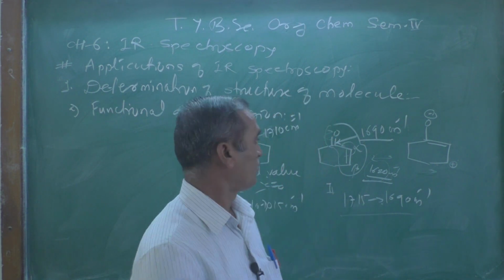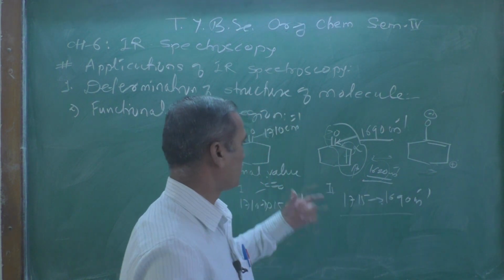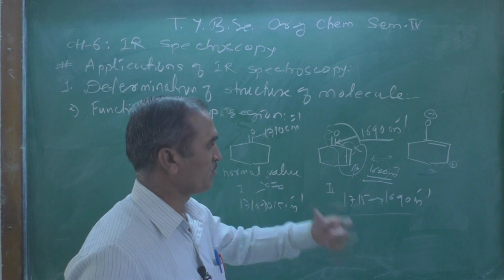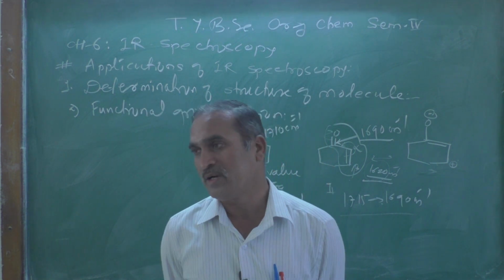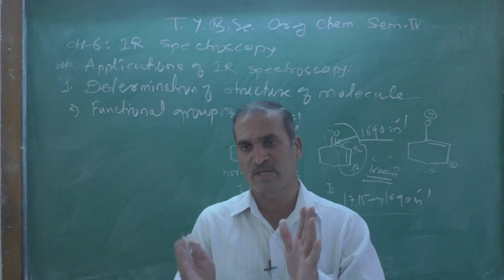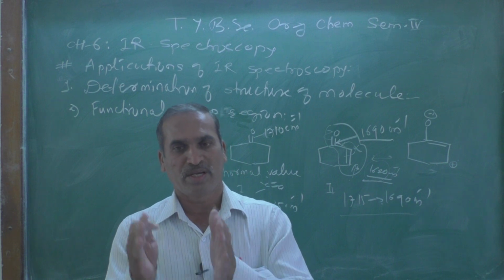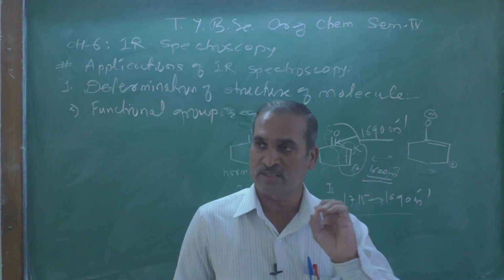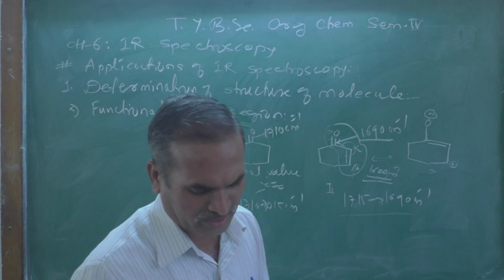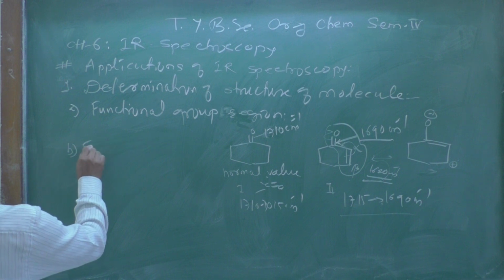In this way, we can easily distinguish these two compounds from each other by observing their IR values. Understood this one? Now, let us move on to the next point. The next point which we are going to discuss, the second point, is the fingerprint region.